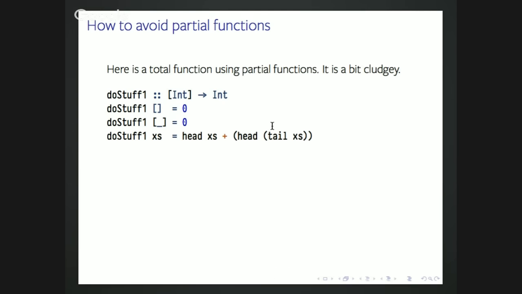So it's good to avoid partial functions. Here, the function itself happens to be total, but it uses partial functions, so it's a bit kludgy. We have this function called doStuff1 that has a type, remember the double colon is type, of a list of integers and returns to you an integer. For the empty list, it gives you 0. For the list of only one element, it gives 0. Otherwise, for a list, it will take the head of the list and add it to the second element of the list.